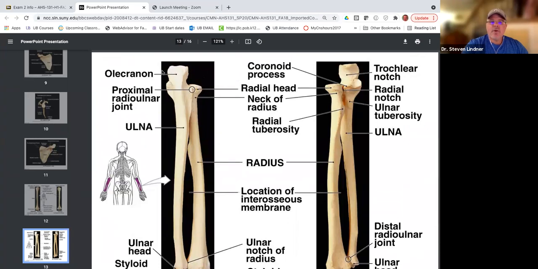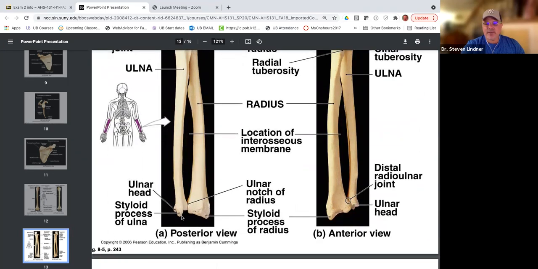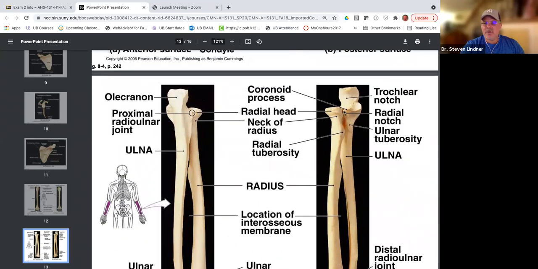Okay, so from the posterior side, we have the olecranon process. That's the part that you lean on your elbow. You can see a little bit of the head of the radius. Here's the shaft of the radius. And here's the radial styloid, the ulnar styloid, the ulnar notch. The ulnar notch is on the radius, and the radial notch is on the ulna.